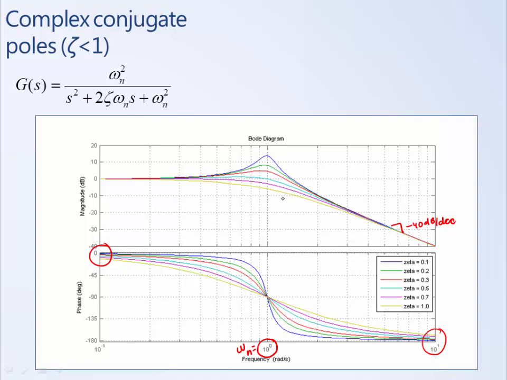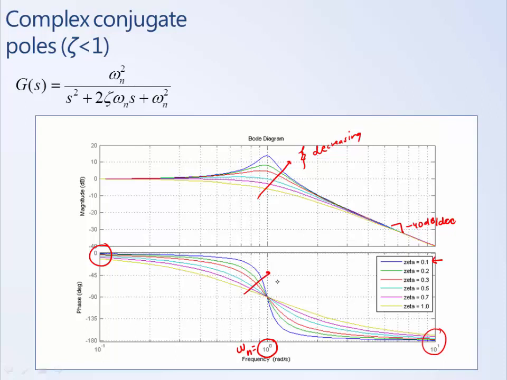In between, the behavior is a little different between the underdamped and the overdamped. In particular, when zeta is small, when we don't have a lot of damping, we get this sort of resonant peak here, where we get some amplification in the neighborhood of the natural frequency. You can see this sort of trend where decreasing zeta results in more resonance with more amplification.